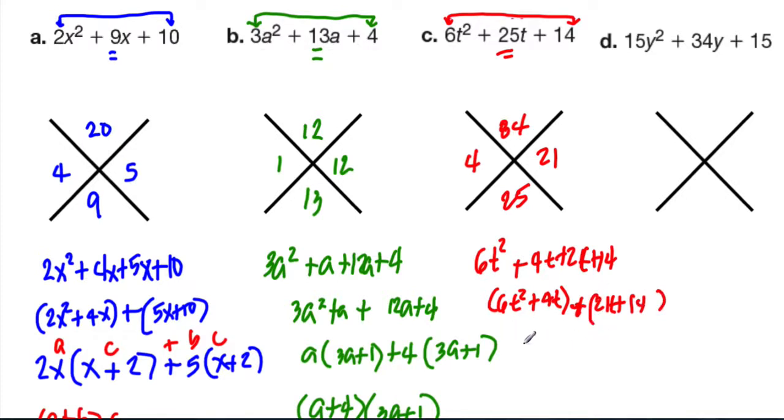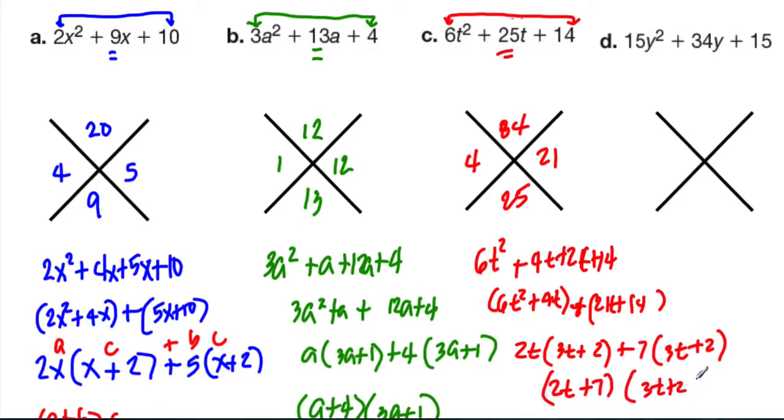Factor out 2t, I end up with 3t plus 2, and I factor out 7, sorry. I end up with 3t plus 2. Then, using the same method, I end up with 2t plus 7, using the distributive property, times 3t plus 2. And example D will be the same thing.